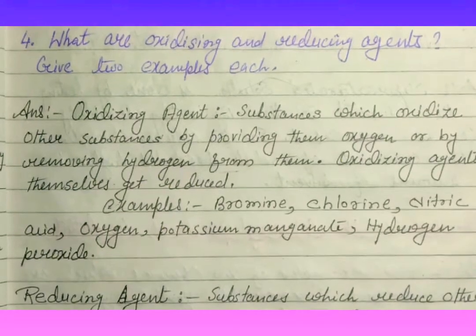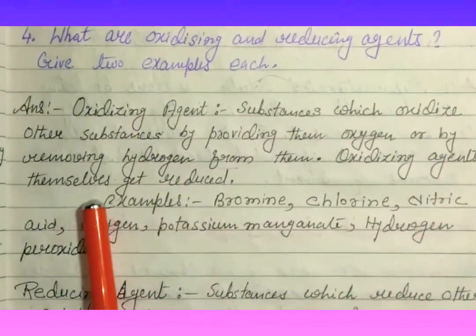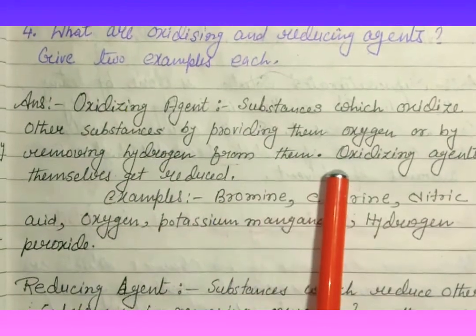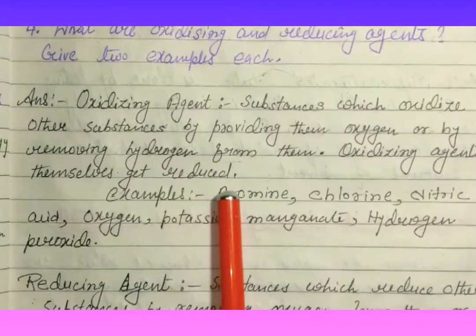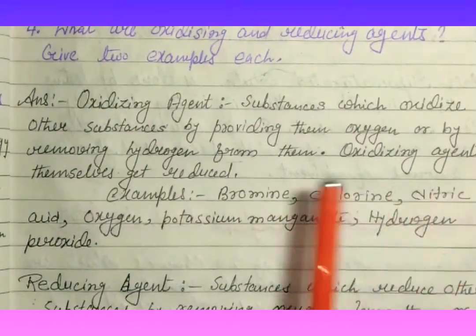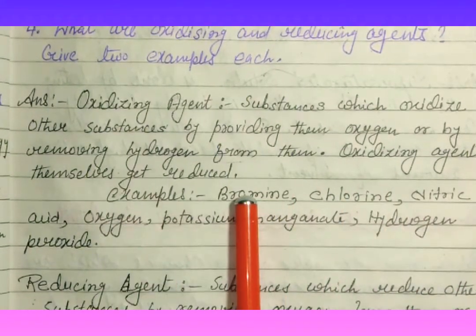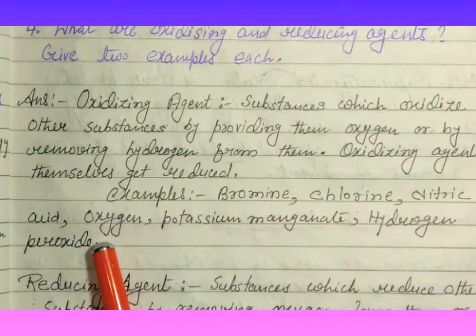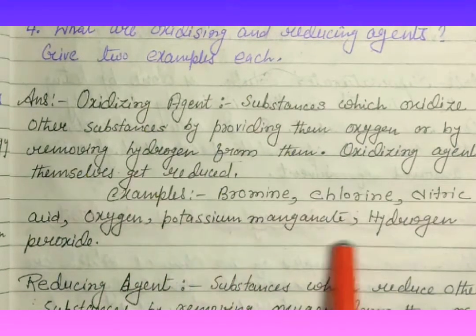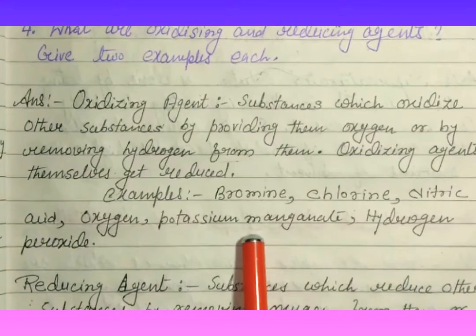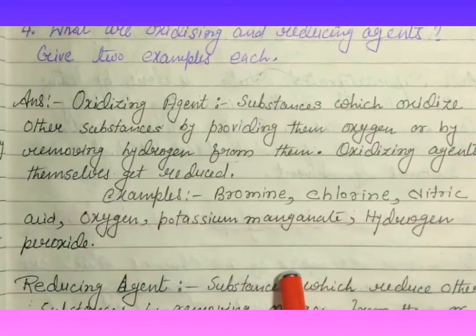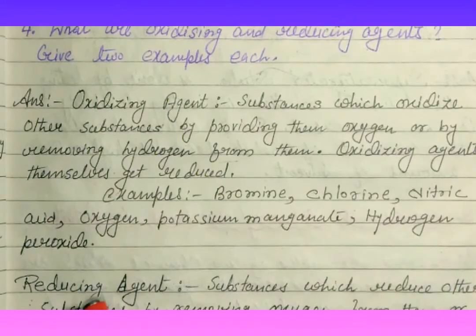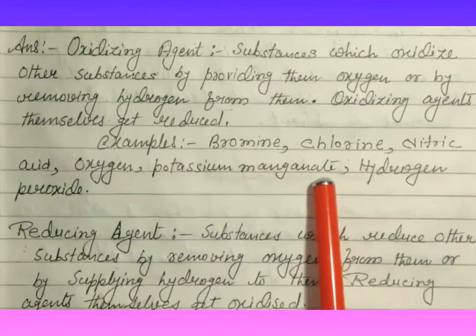Oxidizing agent. Substance which oxidizes other substance by providing them oxygen or by removing hydrogen from them. Oxidizing agents themselves get reduced. Examples: there are so many examples, like bromine, chlorine, nitric acid, oxygen, potassium permanganate, hydrogen peroxide, etc.